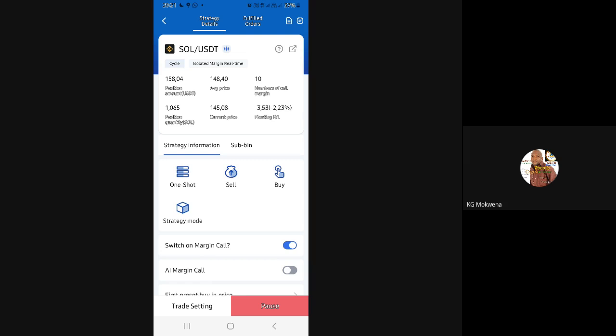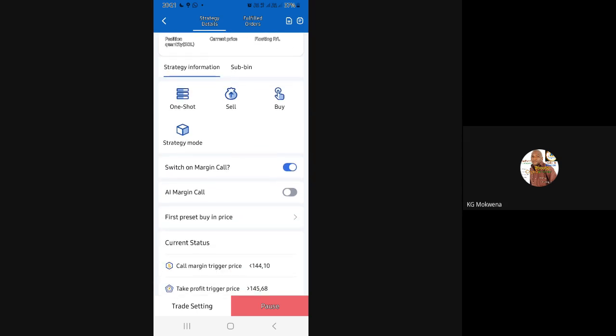So if you go down, again, let's go under the status, the current status. The current status, you can see, business partners, that the call margin trigger price is $144.10, which means it will happen after a 0.1% margin call drop. If our leader can continue to go down so that we see the strategy details summary.